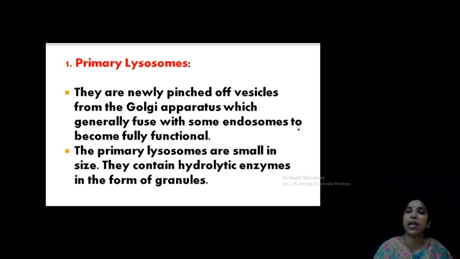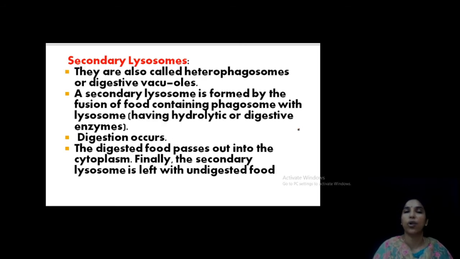What are primary lysosomes? They are the first formed lysosomes. They are the budded off, pinched off vesicles from the Golgi apparatus. They fuse with the endosomes and become functional. Primary lysosomes are very small in structure and contain hydrolytic enzymes. They are the first formed ones, budded off from the Golgi.